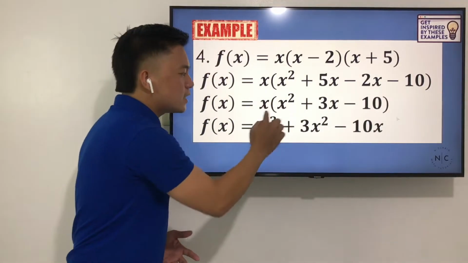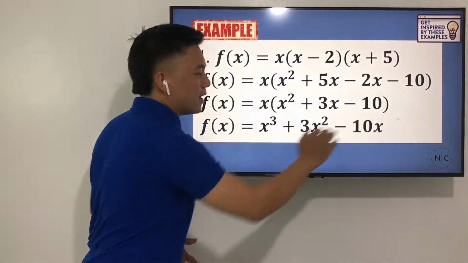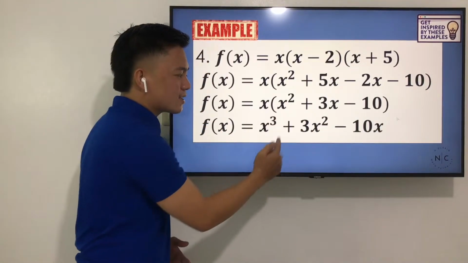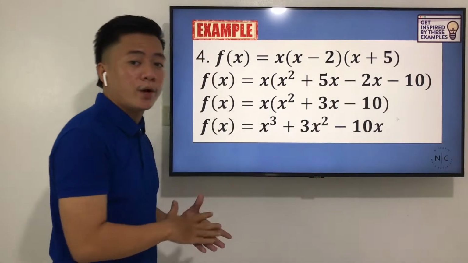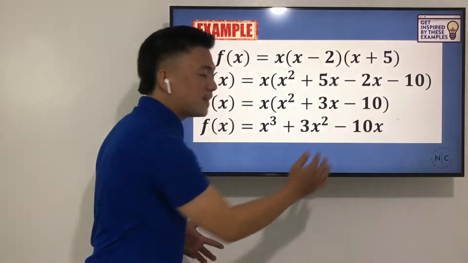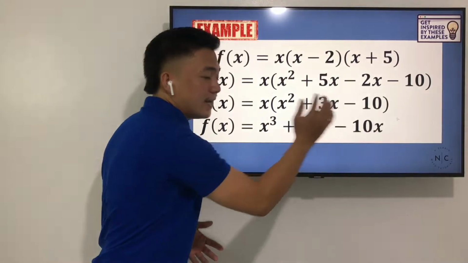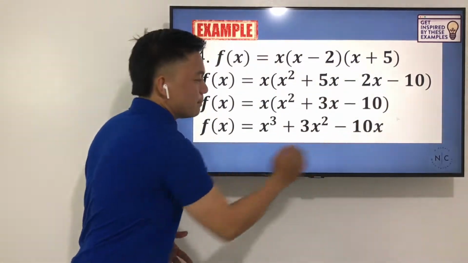Next, we will distribute si x dun sa ating mga terms. X times x squared is x cubed. X times 3x is 3x squared. And then x times negative 10 is negative 10x. So, ito na yung ating simplified form.